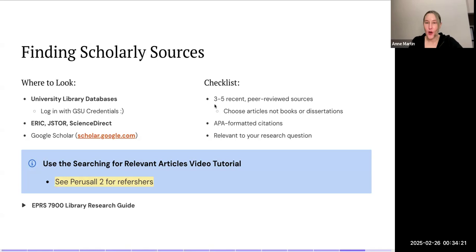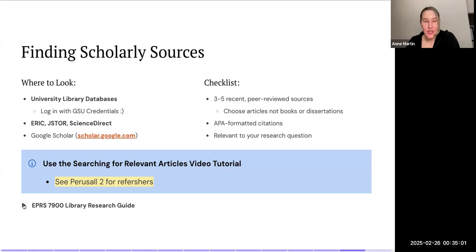Now, when you're looking for articles, you need to have 3 to 5 articles, peer-reviewed sources. Choose articles, not books or dissertations, just due to time. You don't want to be reading entire books or dissertations, so pick shorter articles that you're able to read. Now, for your outline, you don't have to write a literature review yet. You will in your final paper, but for your outline, you just need to include the references in APA style. But the good news is if you're using the database, you're able to format APA style correctly. And those references need to be relevant to your research question.